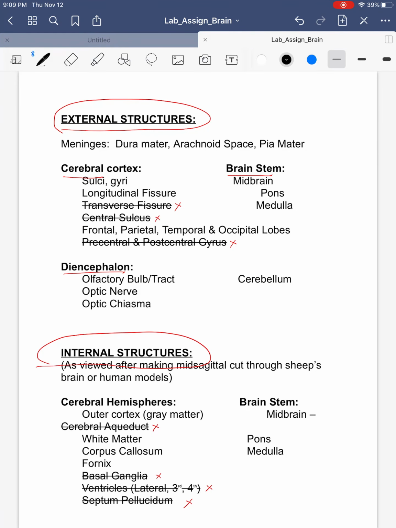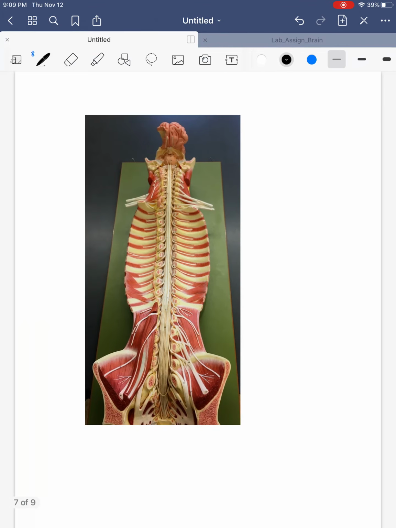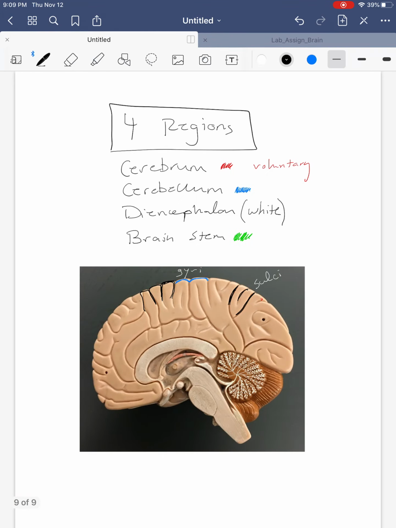Let's look at the brainstem. Let's look at the brainstem in this view, okay? If you look at the brainstem, let's just do it in order. The most inferior part of the brainstem is called the medulla, or medulla oblongata. Either one is okay for me.